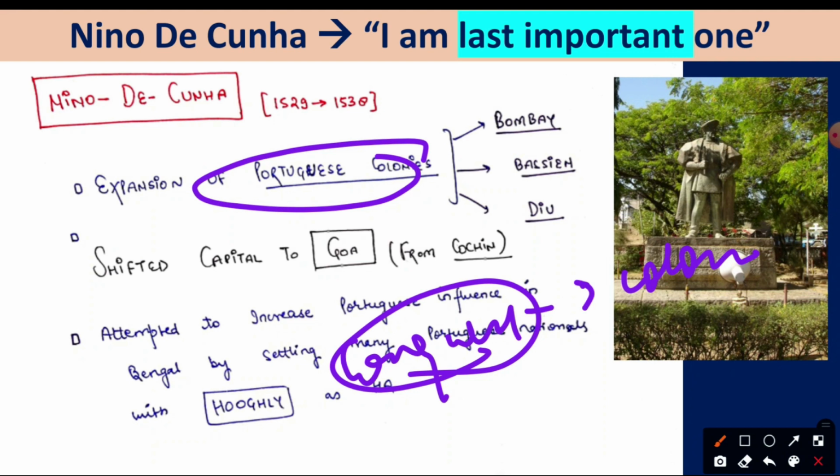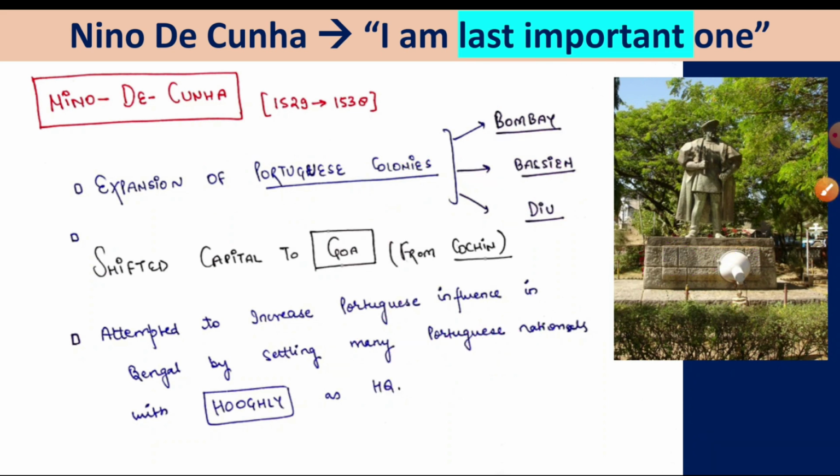They had established the conquest period. For example, Goa was established by Albuquerque, but places like Bassein, Diu, and some places of Bombay were established by Nino da Cunha. That is why he is important. He was also the one who shifted the capital from Cochin to Goa.